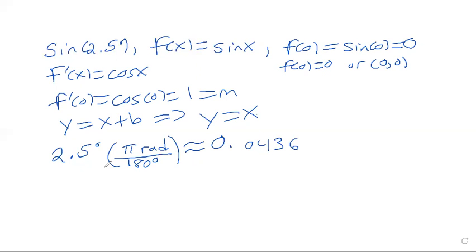Let's see how accurate that is. If I plug sine of 2.5 degrees into a calculator, making sure that I'm in degree mode, it gives me 0.0436. So it's actually the same thing. That one worked out very smoothly.